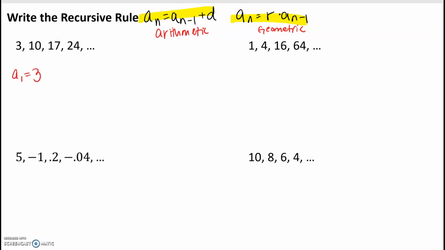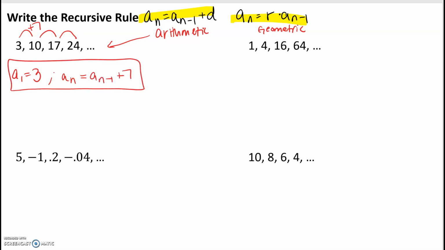So for the first example, my first term is 3. Then I have to figure out what is happening each time. So to get from 3 to 10, 10 to 17, and 17 to 24, these are adding 7 each time, so that is an arithmetic problem. So when I write my rule, it looks like my previous term plus 7. Okay, and there would be your recursive rule. First term is 3, you take that previous term plus 7.